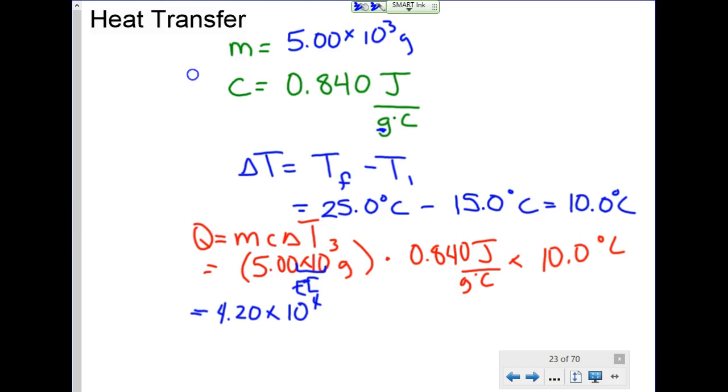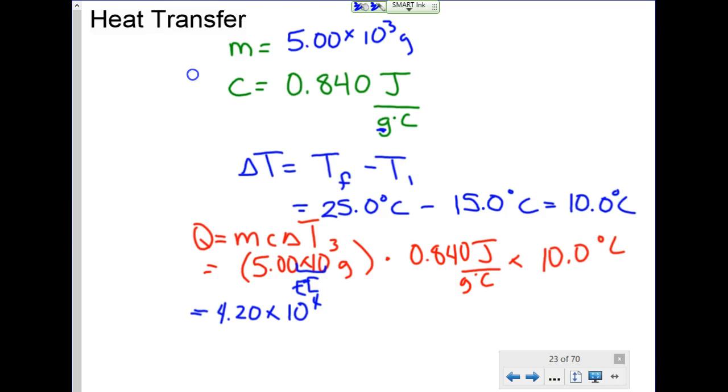Give it a try on your calculator. You should get 4.20 times 10 exponent 4 as your calculated answer. You only get 3 sig figs here. What are your units going to be? How do you know, other than looking at the right-hand sideboard and seeing that's how you measure Q?